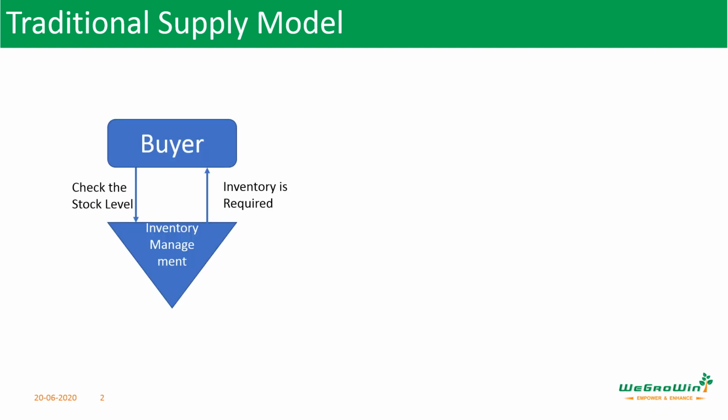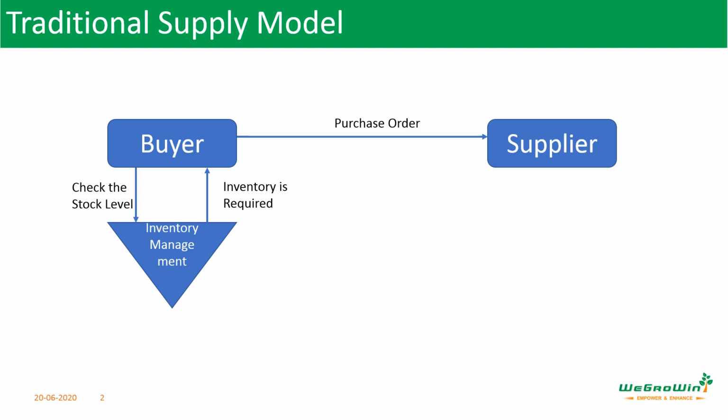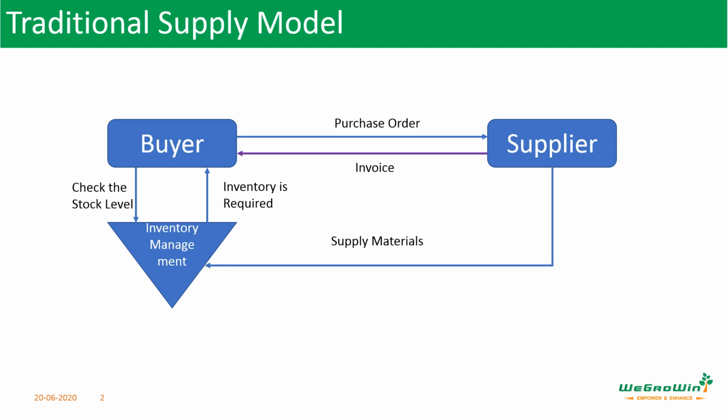A buyer will evaluate what is the available inventory, and then he will identify what is the need of the inventory, meaning the quantity, timing, etc. Accordingly, they will release the purchase order to the suppliers. On receiving the purchase orders, suppliers will supply the materials and also they will raise the invoice. This is the regular and traditional supply chain model in which the transaction is happening between the buyer and supplier.